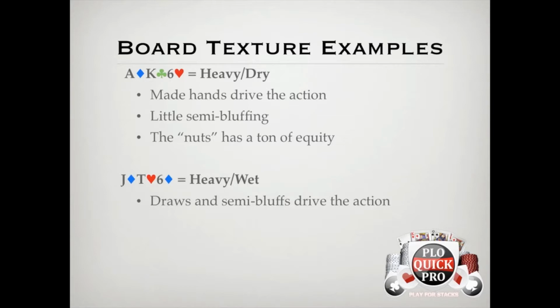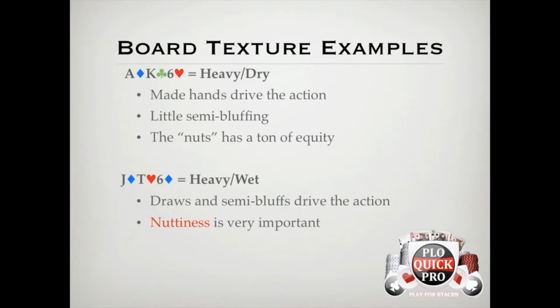The main thing to understand about the heavy wet boards like Jack 10-6, Ace 10-9, and King Jack 8 two-tone is that when stacks go in, the nuttiness of your draw is extremely important. If what I'm saying about the number of semi-bluffs is true, then that means that getting your money in with a dominated flush draw, or a straight draw against a flush draw will cost you a lot of money.